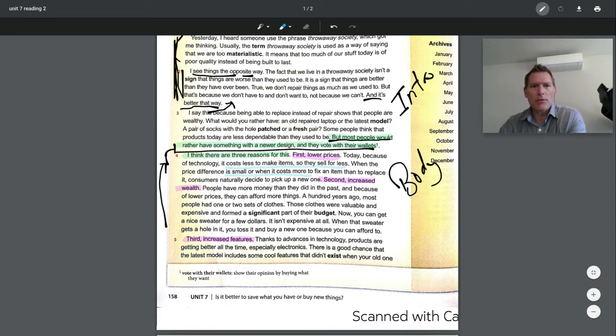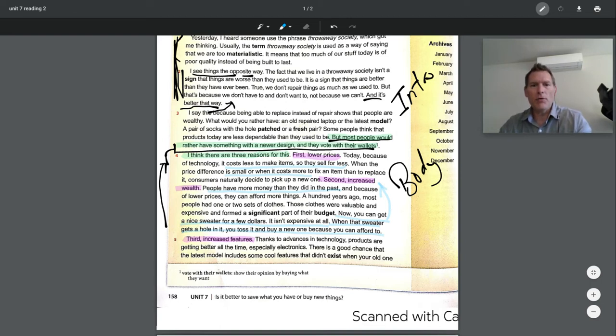So second, increased wealth. People have more money than they did in the past. And because of lower prices, they can afford more things. So 100 years ago, most people had one or two sets of clothes. These clothes were valuable and expensive and formed a significant part of their budget, a big part of the budget. Now you can have a nice sweater for a few dollars. It isn't expensive at all. When that sweater gets a hole in it, you toss it and buy a new one because you can afford to. So this goes back to increased wealth. We have more money now than we used to. And so we buy more things. That's what Matt Anthony thinks.